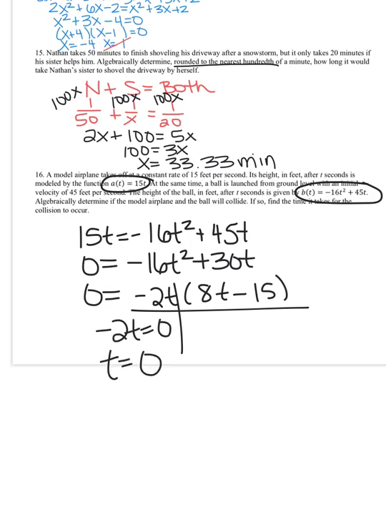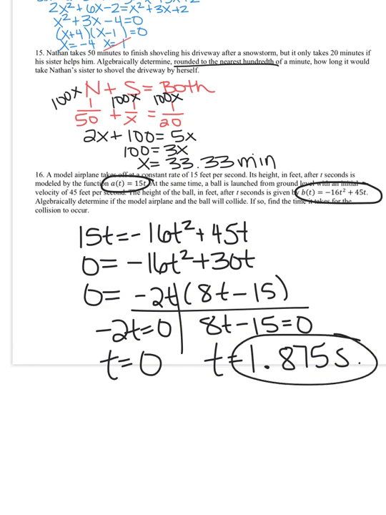This is from right before they're launched because they're both being launched from the ground. And then 8t minus 15 equals 0. When I solve this, I get t is equal to 1.875 seconds. Okay, so they will collide, and they will collide after 1.875 seconds. Or you could write 15 over 8 seconds. Okay? Extra help is on Tuesday after school if you still have any questions.